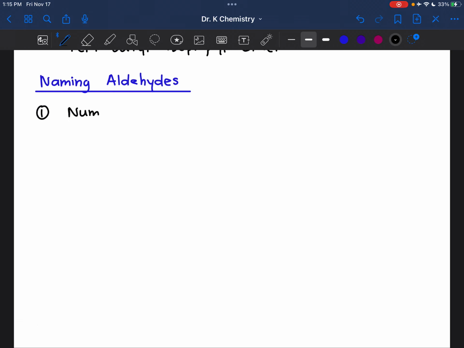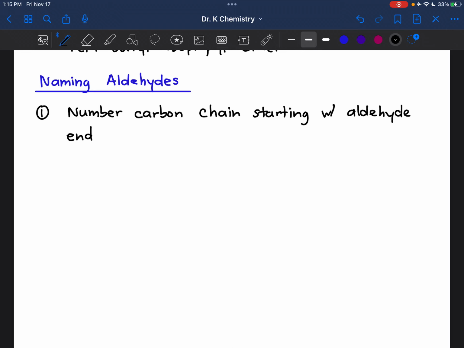Okay, so the first thing we will do is number the carbon chain. As usual, we'll find the longest continuous carbon chain. We have to make sure that that carbon chain contains the aldehyde. We'll number the carbon chain starting with the aldehyde end. So the aldehyde has the highest priority here. It will be more important than any of the substituents. So we'll start numbering on the aldehyde end and end the name with al to indicate that it's an aldehyde.